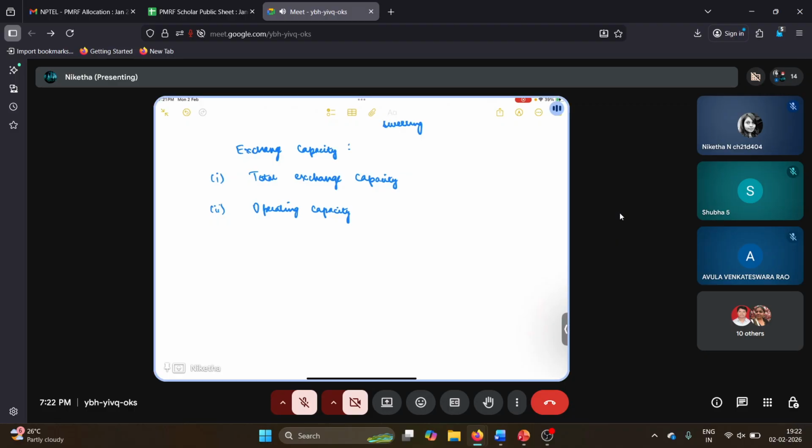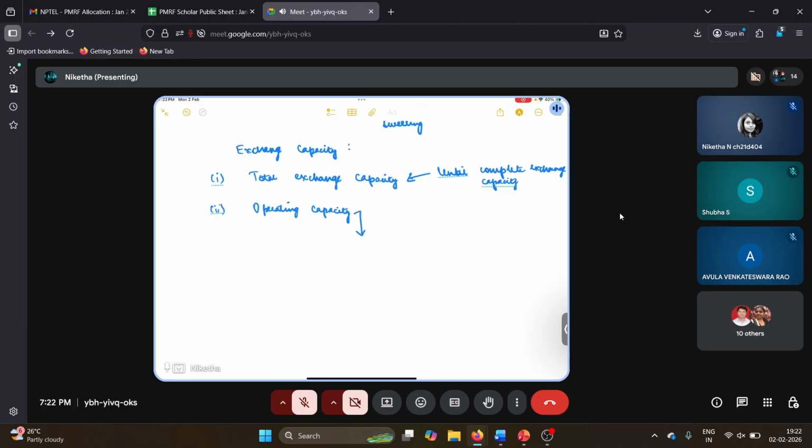Okay, so total exchange capacity means until all of the resin is exhausted. So until we reach 100% exhaustion, that capacity is called total exchange capacity. Suppose we have a given amount of sodium ions. Until we reach the stage where there is zero amount of sodium ions present in the resin, that is the total exchange capacity. That means there are no more ions left in the resin for exchange.